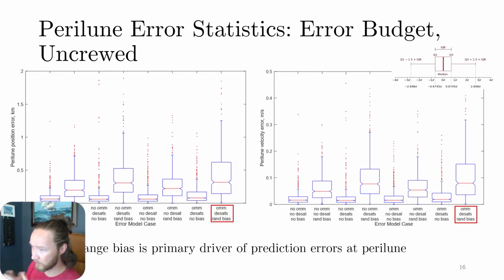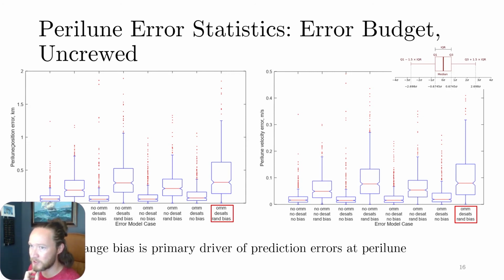So now we are looking at the actual results, actual errors at Perilune after a prediction from the pass 2 data cutoff, and in each one of these columns are error model cases, where we have everything turned off, and then on this right side, everything turned on. And you can see as we flip things on one at a time in a kind of binary ticking fashion, anytime we turn on the random bias, our errors grow, and that shows us that the DSN range bias is the primary driver of prediction errors at Perilune.